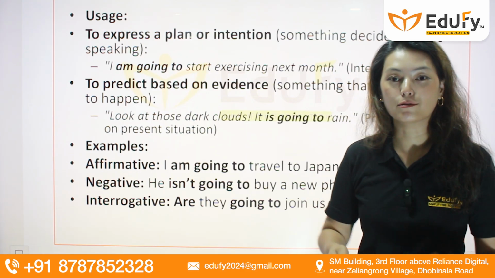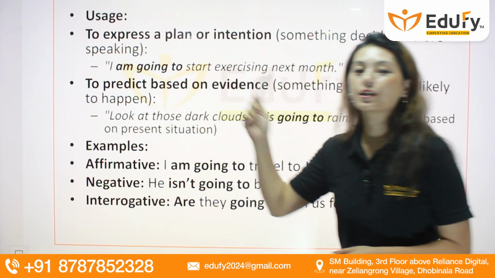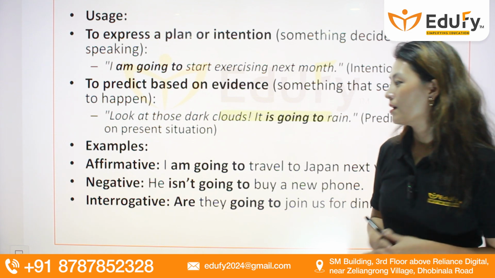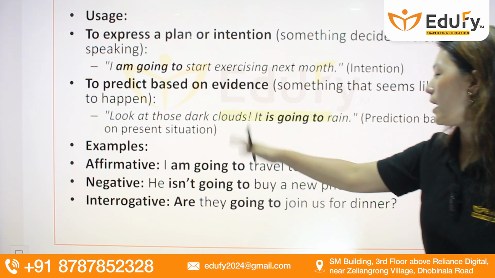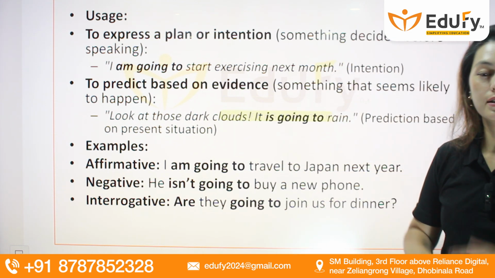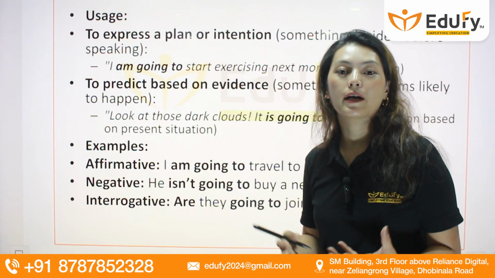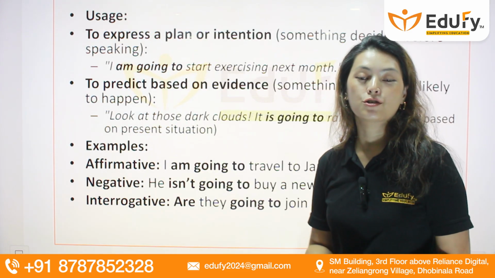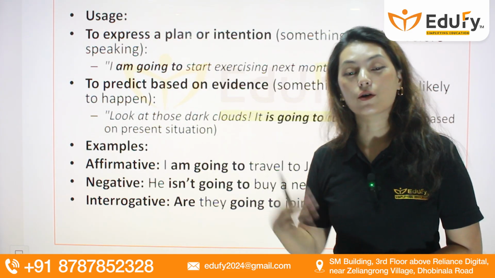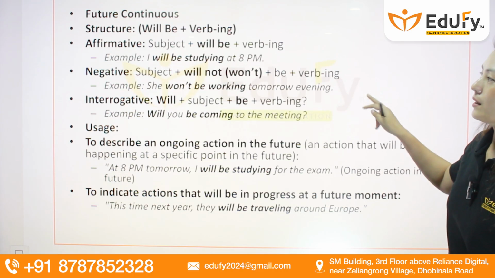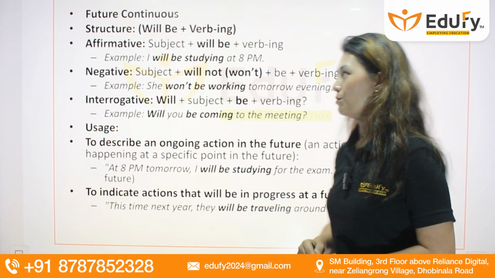Because of the dark clouds, right? So it is a prediction based sentence. Again, we have sentences like I am going to travel to Japan. This is again what? Some kind of a plan or my intention of doing something in the coming or the near future.